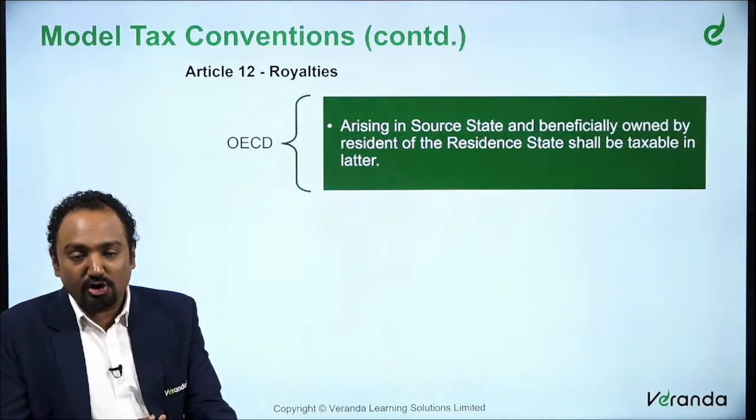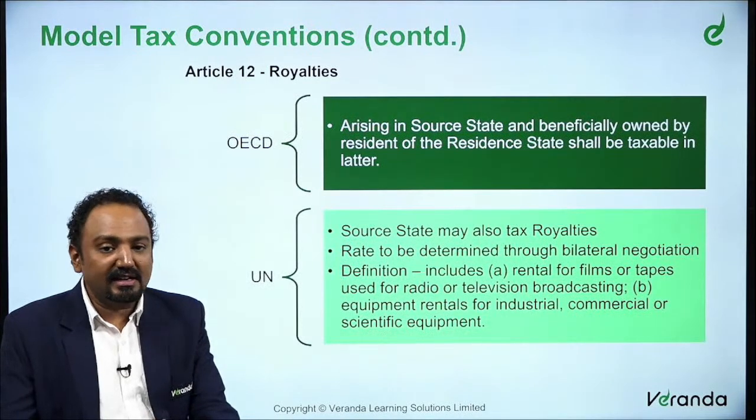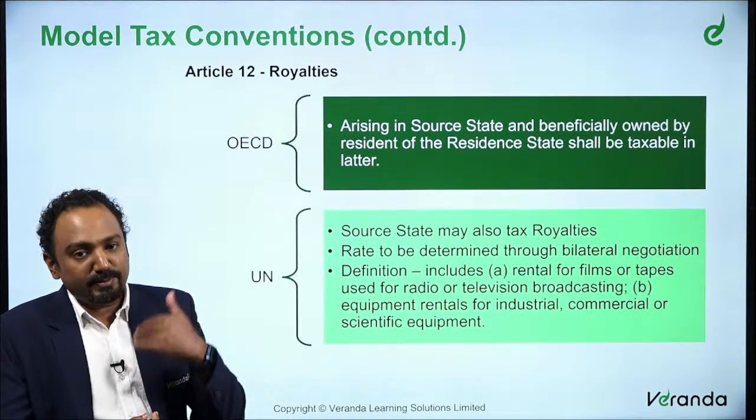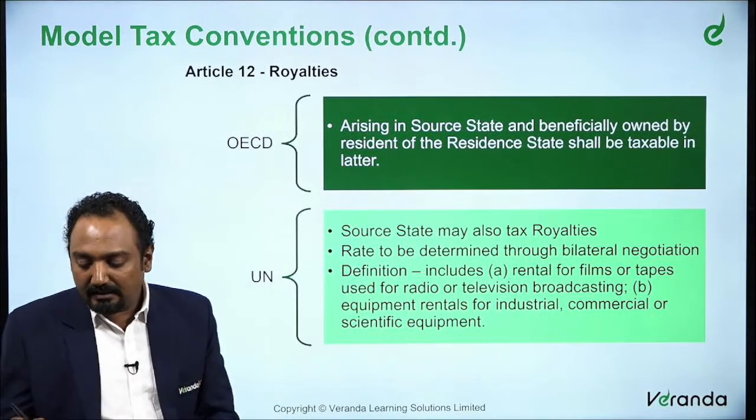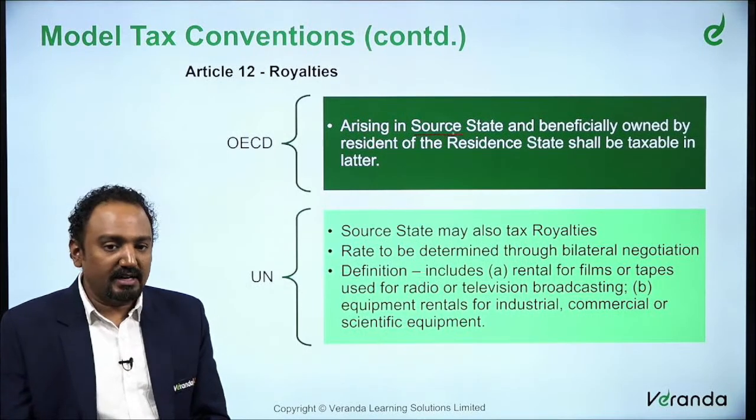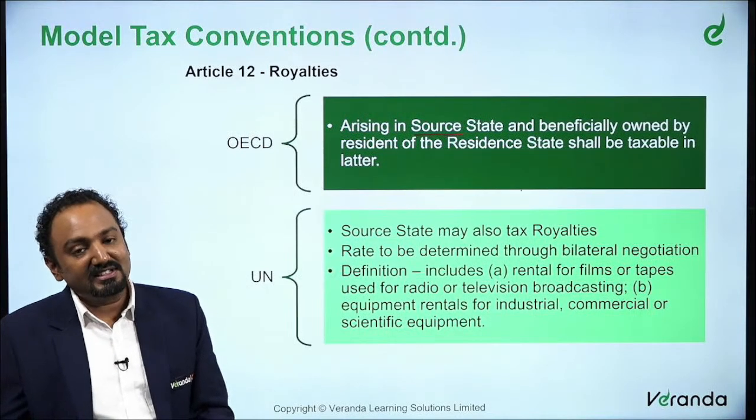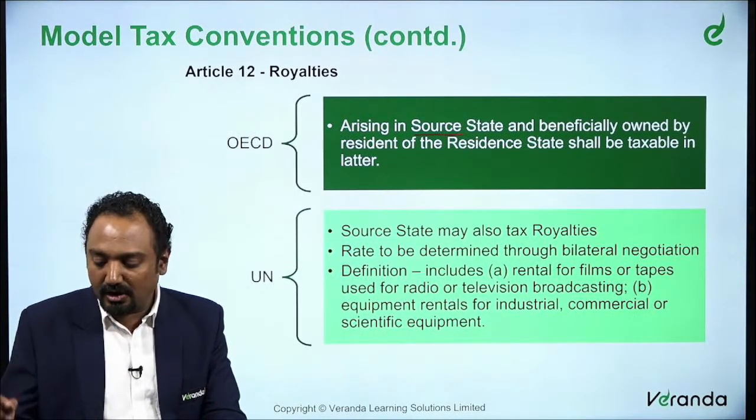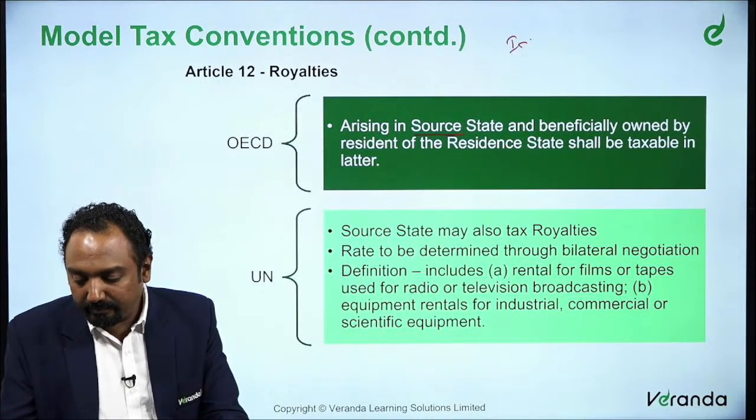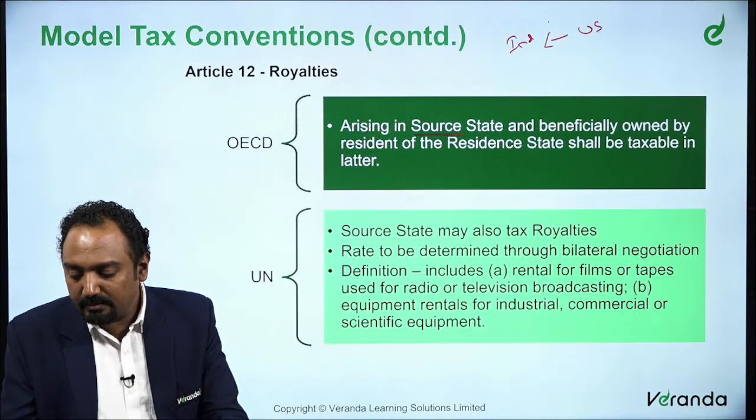The next article is royalties. So basically Article 12, royalty. With respect to OECD, they say that whatever is arising in the source state and beneficially owned by the residents of the resident state shall be taxable in the latter. So now let's say India, US is providing some rights on intangibles, for which India pays royalty to US.